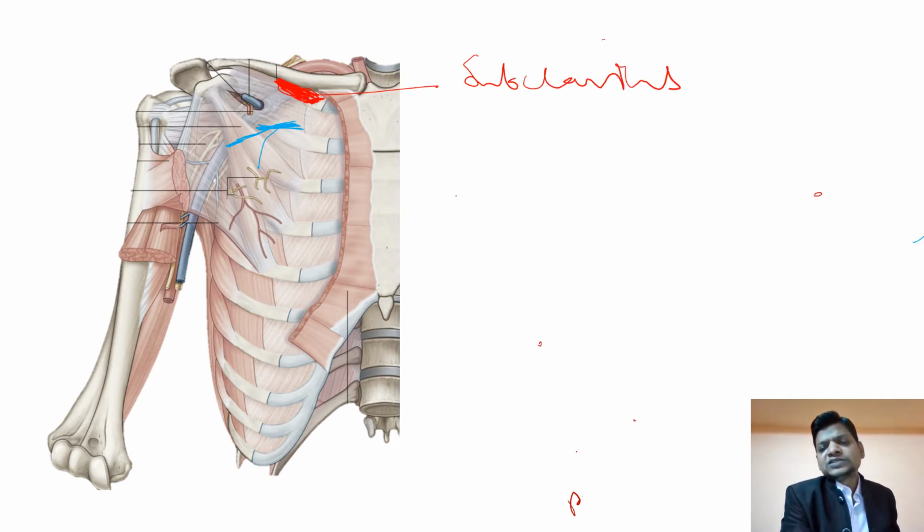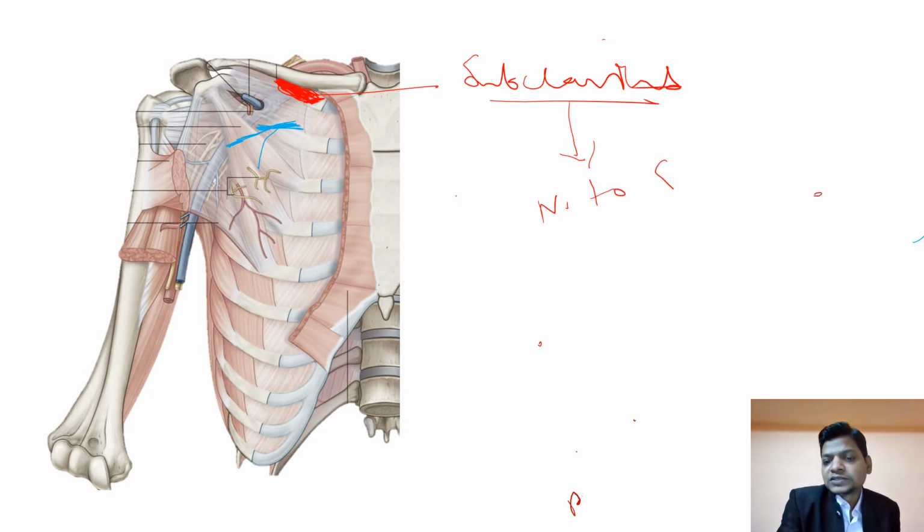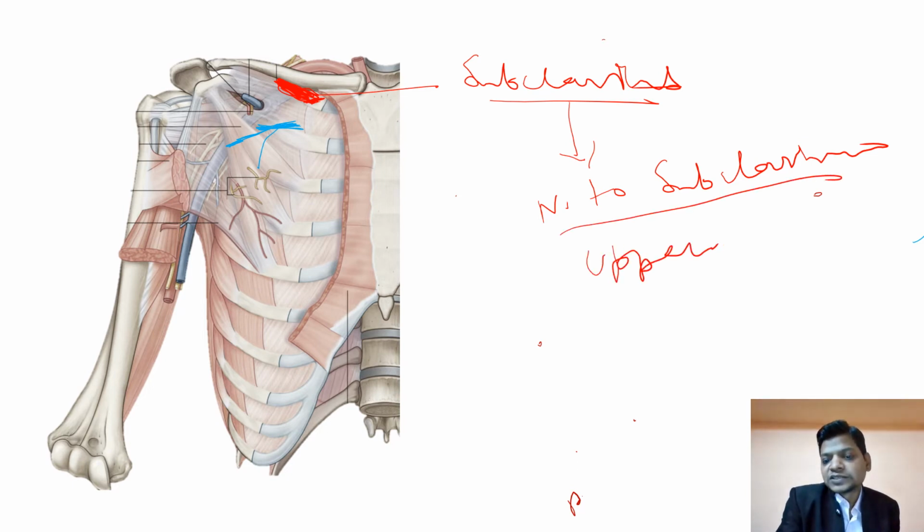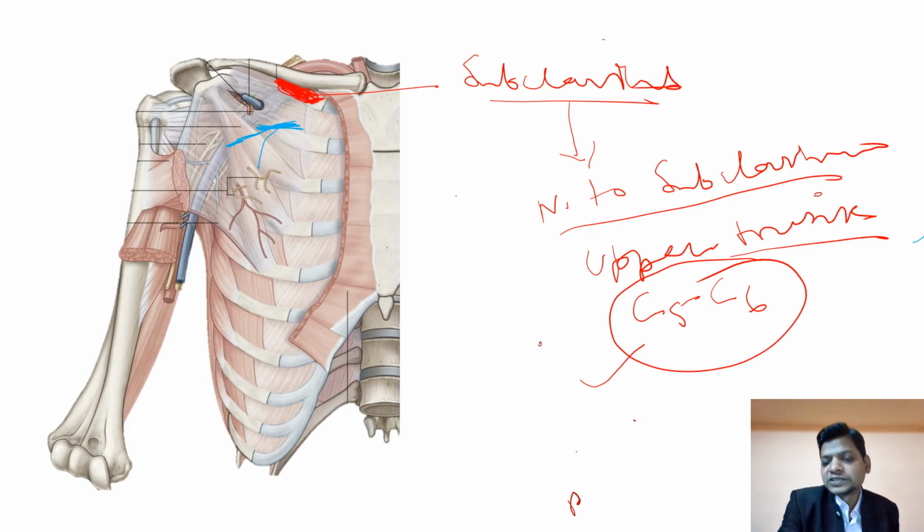Subclavius muscle originates from first rib near its costal cartilage and inserts on the subclavian groove on the inferior surface of the clavicle. So this is the subclavius muscle and it is supplied by nerve to subclavius, which comes from upper trunk of brachial plexus. Upper trunk of brachial plexus having root value C5, C6.